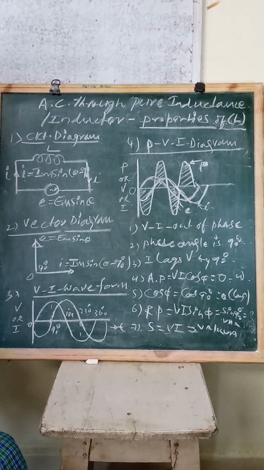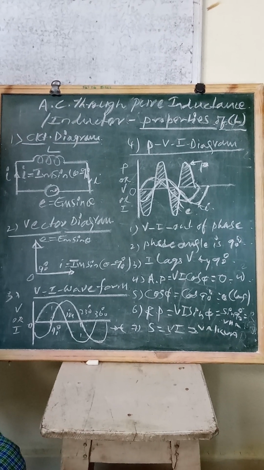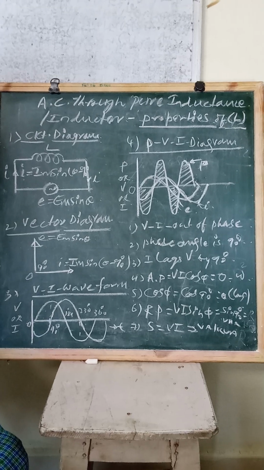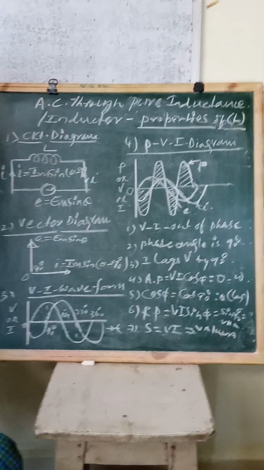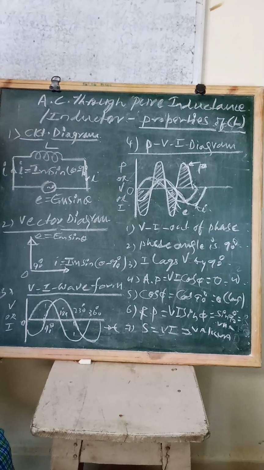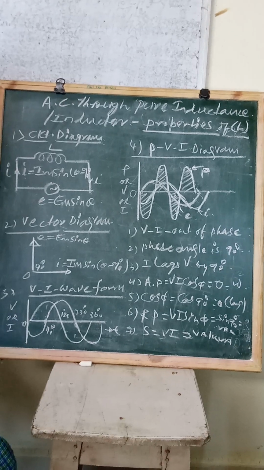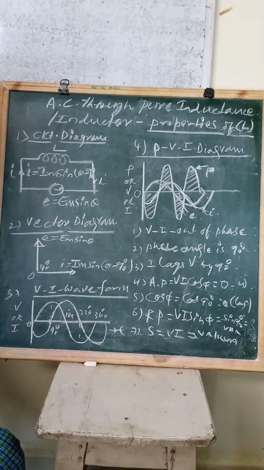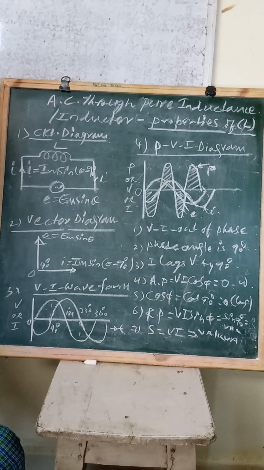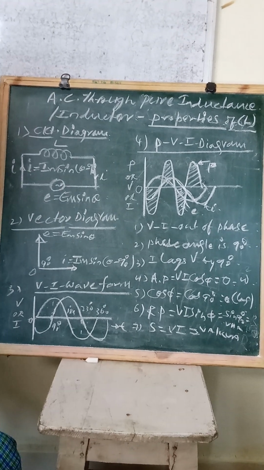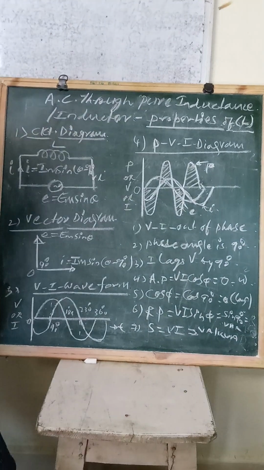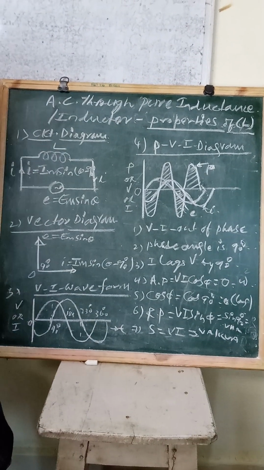So today we can discuss AC through pure inductance or inductor. It means when a pure inductor or inductive coil is connected across the AC supply, what will be the property of this inductor, we are going to discuss.